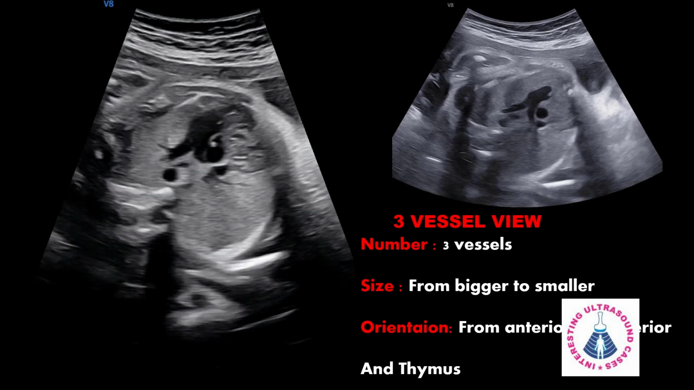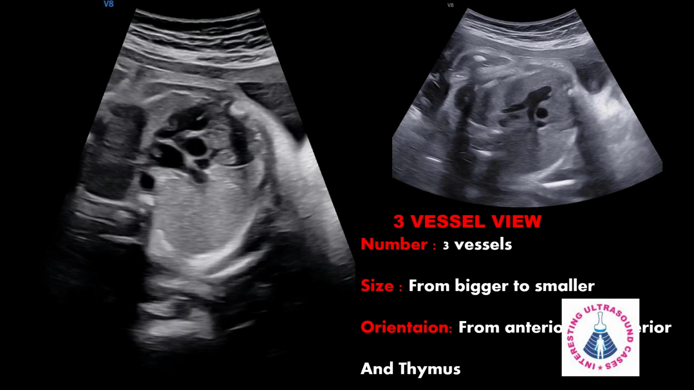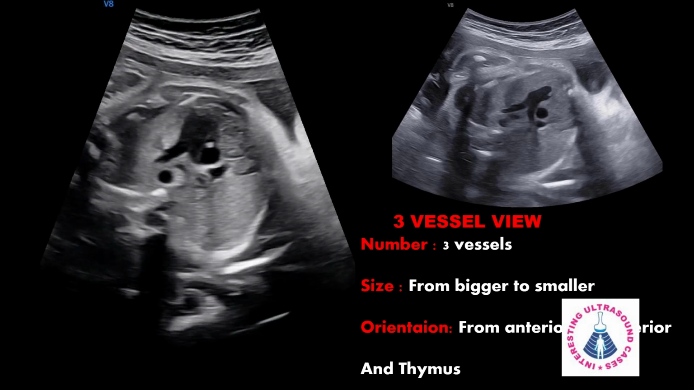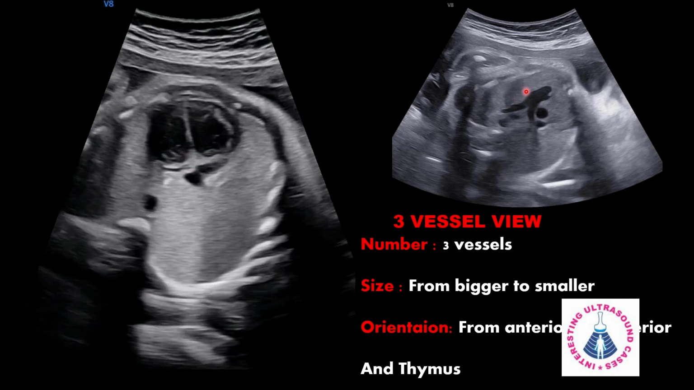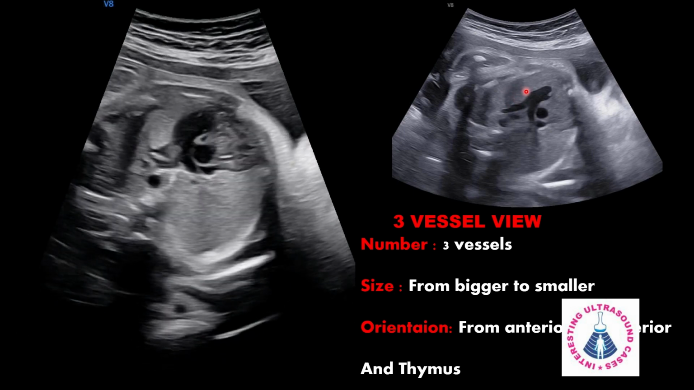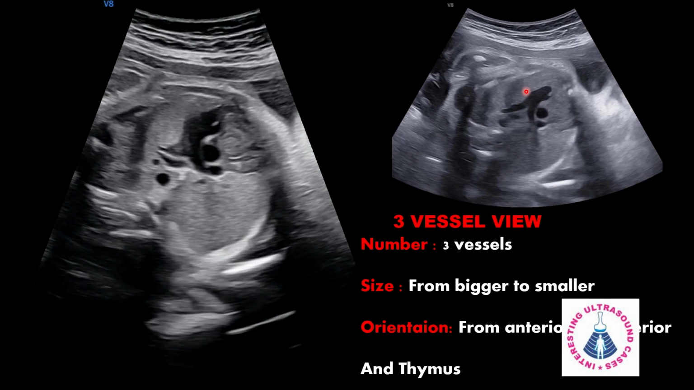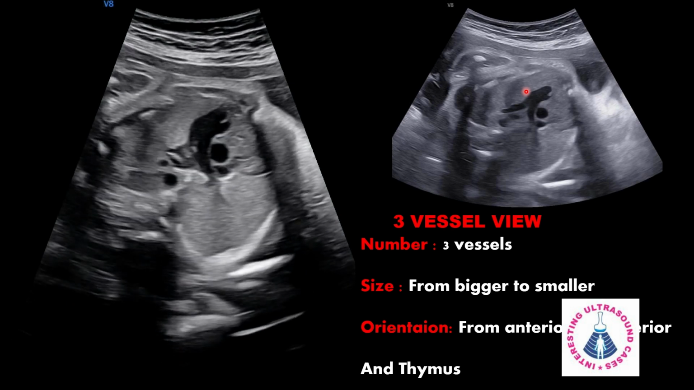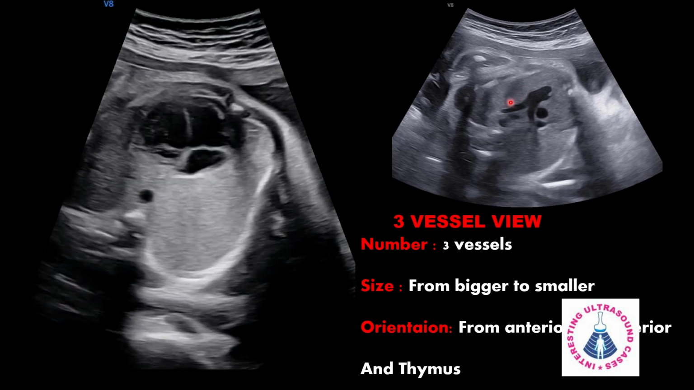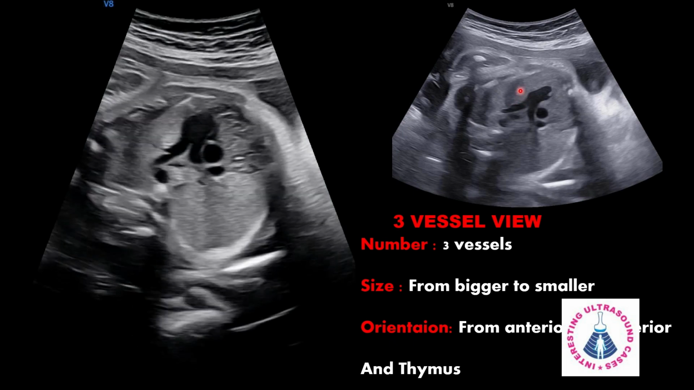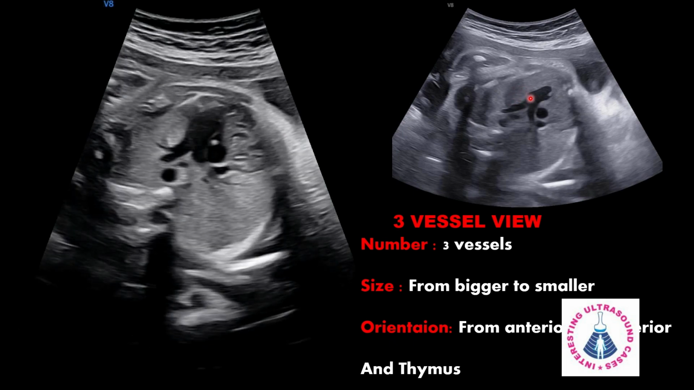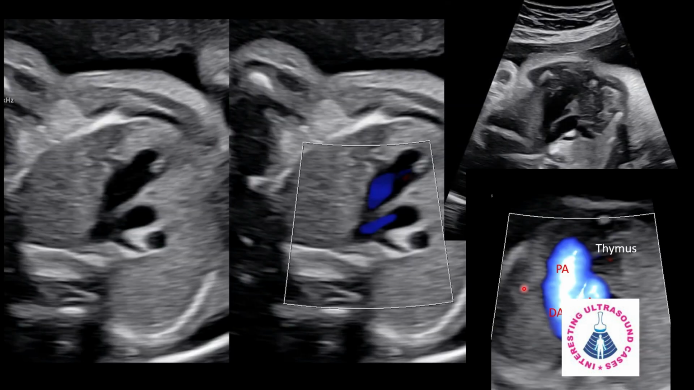Next, if we see four vessels in the three vessel view, the fourth vessel will be seen next to the pulmonary artery. Here that can be either one of these, that is, it can be a persistent left SVC or it can be the vertical vein in TAPVC. So next view is the three vessel trachea view.